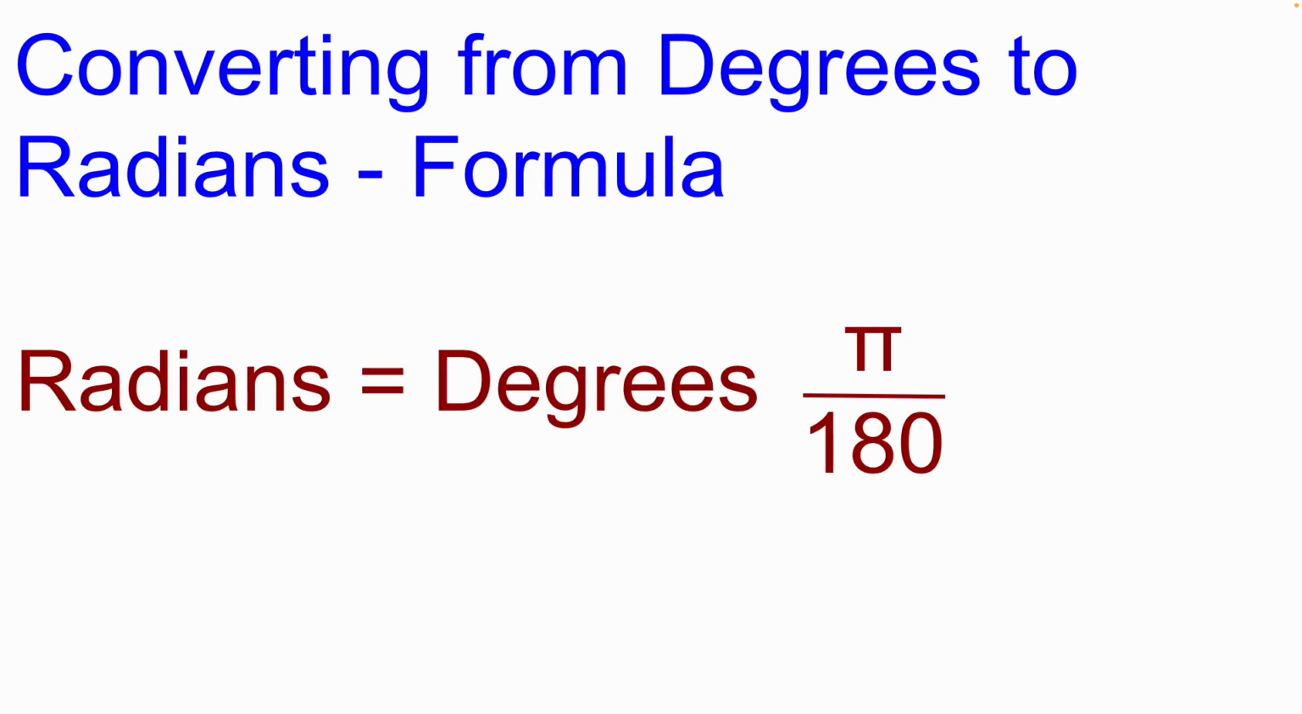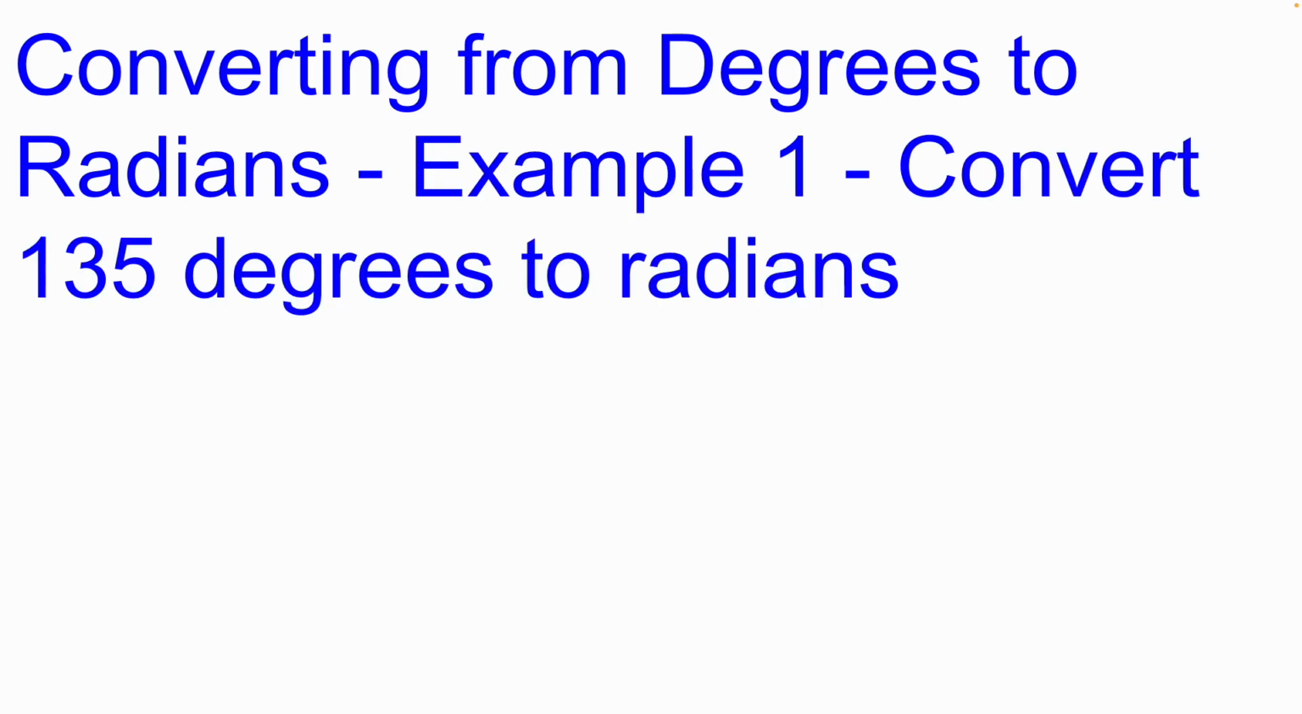So we'll start with a formula on converting from degrees to radians. It's radians equals degrees times pi over 180. Okay, so let's jump in and do an example.